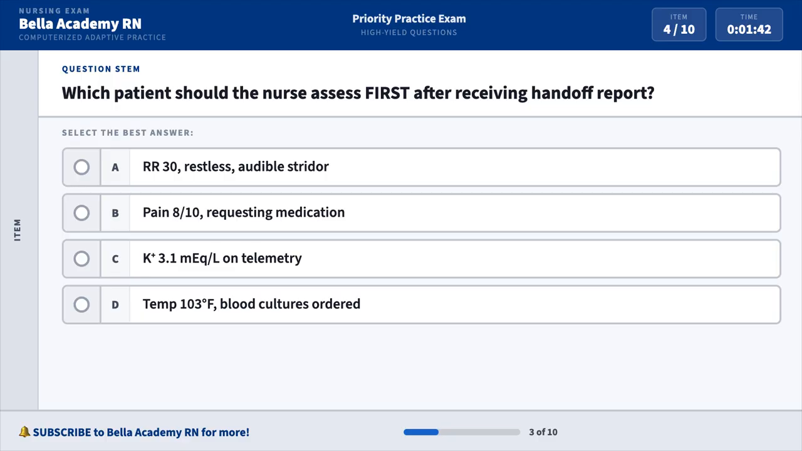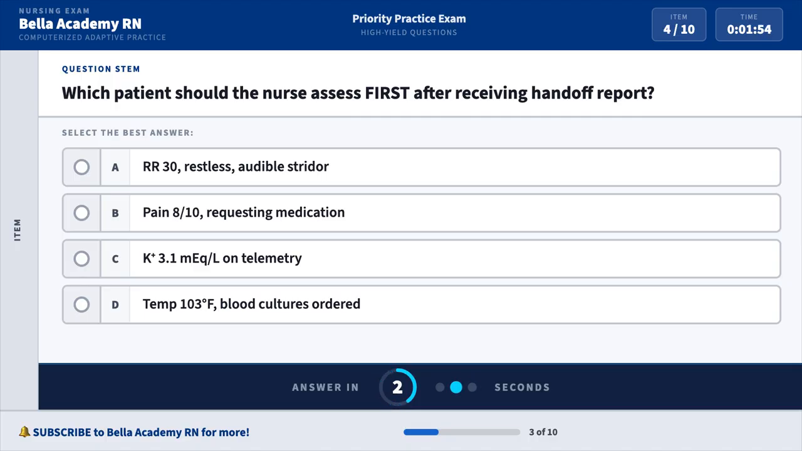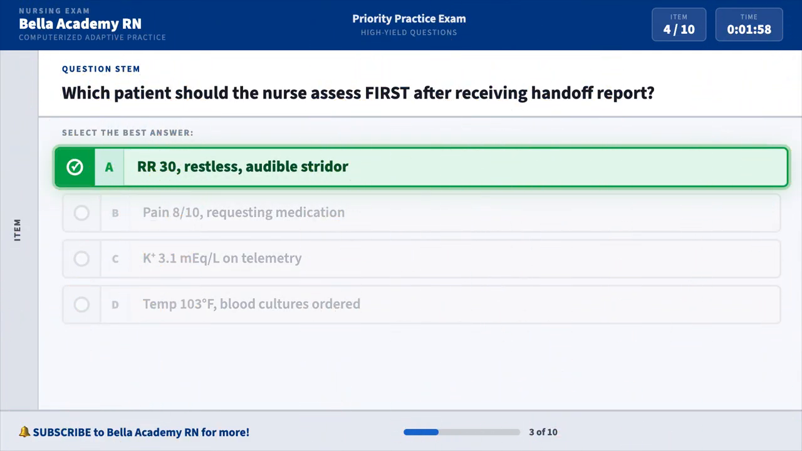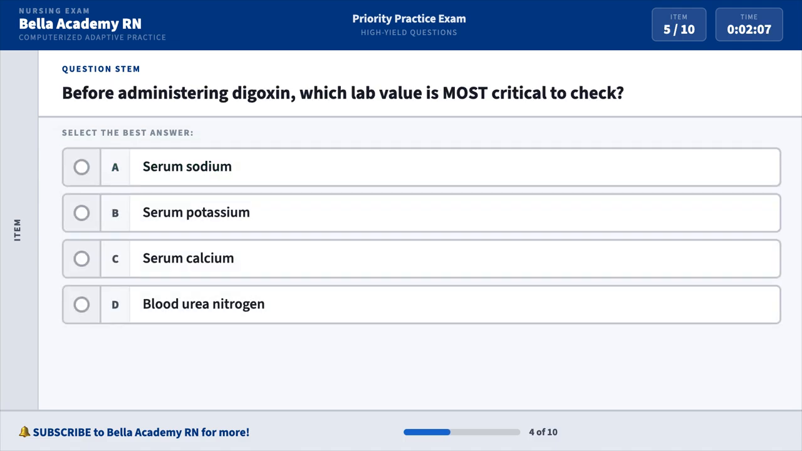Which patient should the nurse see first after handoff? Respiratory rate 30, restless with audible stridor. Pain 8 out of 10, requesting medication. Potassium 3.1 on telemetry. Temperature 103 with blood cultures ordered. A. Respiratory rate 30 with audible stridor. Stridor means upper airway obstruction. This is a life-threatening emergency. Airway always comes first.